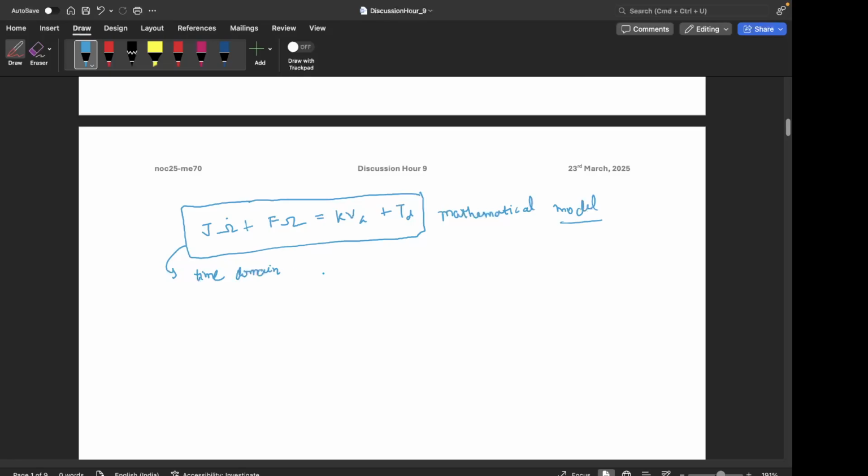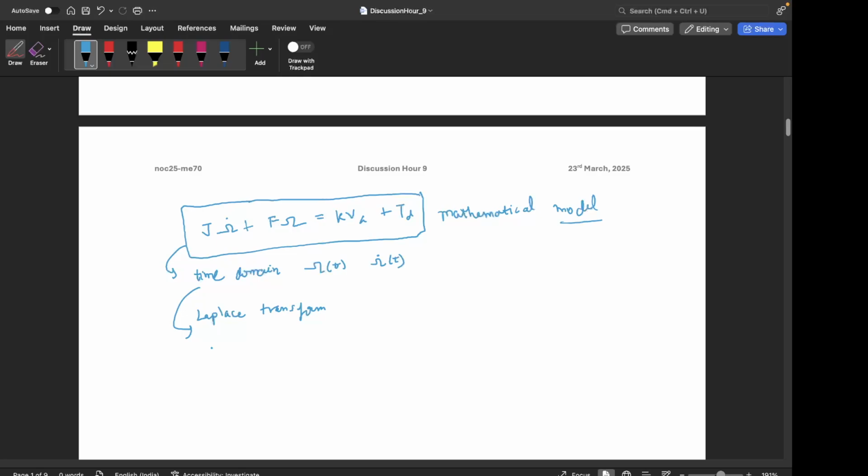Time is the independent variable here. This variable is omega of t and we have its derivatives, right? So using the Laplace transform, I will not spend time on what the Laplace transform is. You can read more about it from any mathematics textbook.